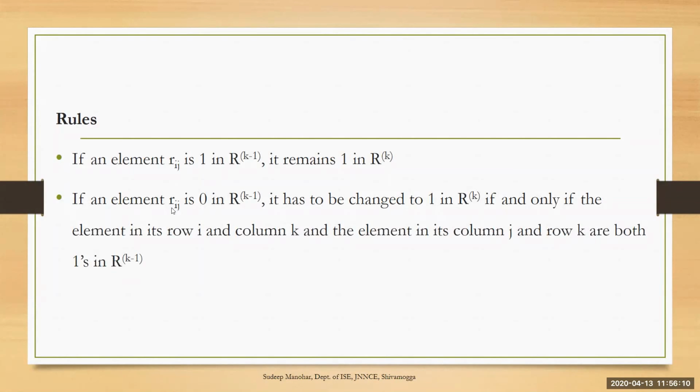Fine. Second rule: if an element Rij is 0 in the previous step, Rk minus 1, which means the previous step matrix, then it has to be changed to 1 in Rk, the current step, if and only if the element in its row i and column k, and the element in its row k and column j, are both 1.